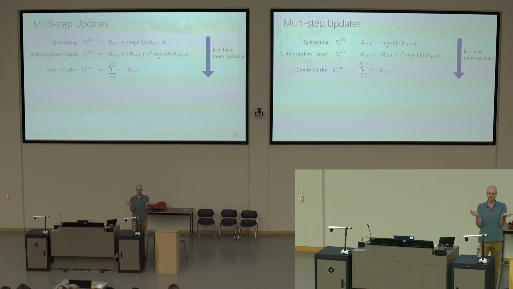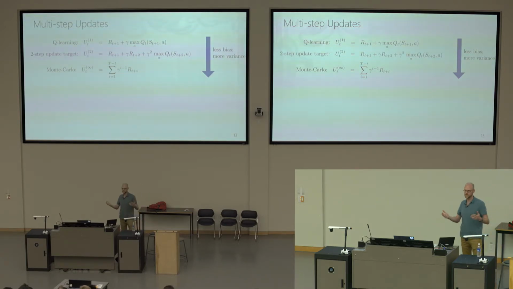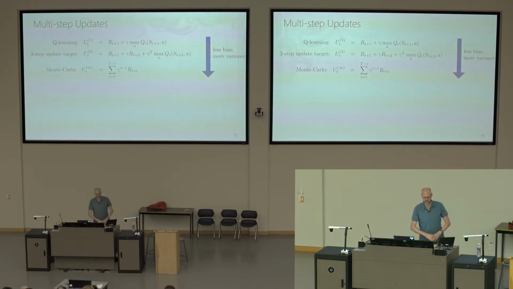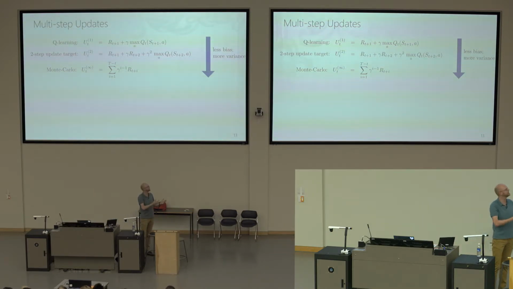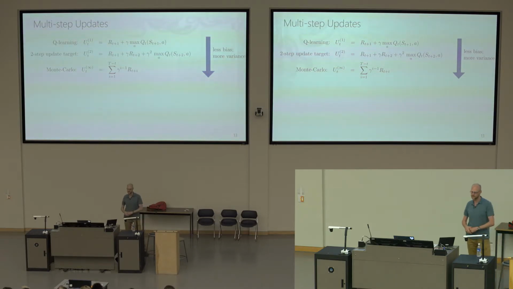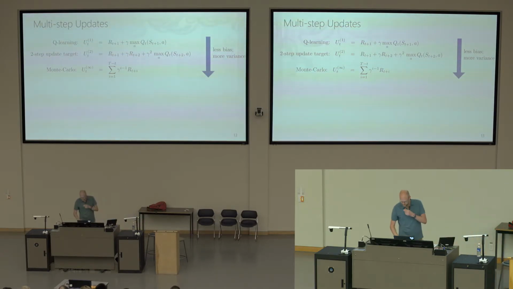So there is a trade-off, and the trade-off depends on your task, because if a task is very stochastic, that variance is going to increase more. And if the task is very deterministic, you might be able to use longer multi-step updates, and that can pay off. So there is a bias-variance trade-off to consider here.